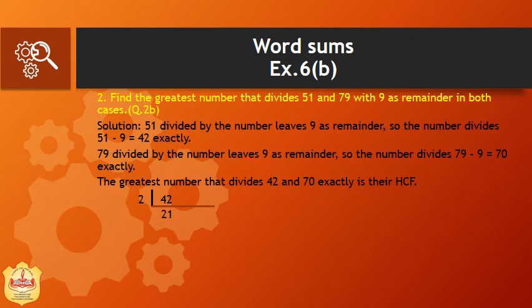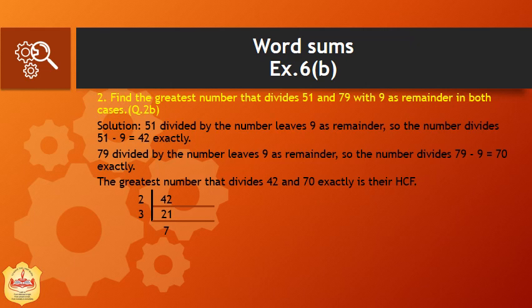Now 21 is an odd number, you cannot divide it by 2. So now we will see the next prime number which is greater than 2 and that is 3. And 21 is completely divided by 3. So we will divide 21 by 3. And what do we get as answer? We get 7 as quotient. So we will write 7 in the next step.